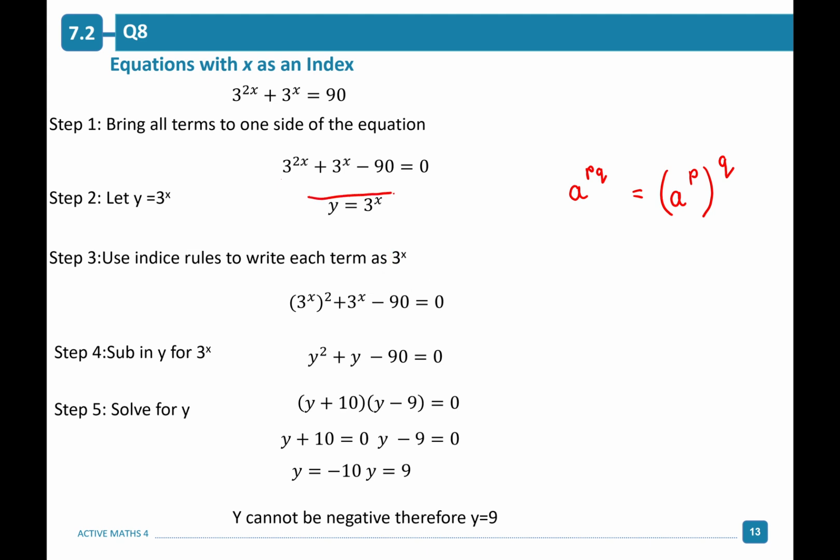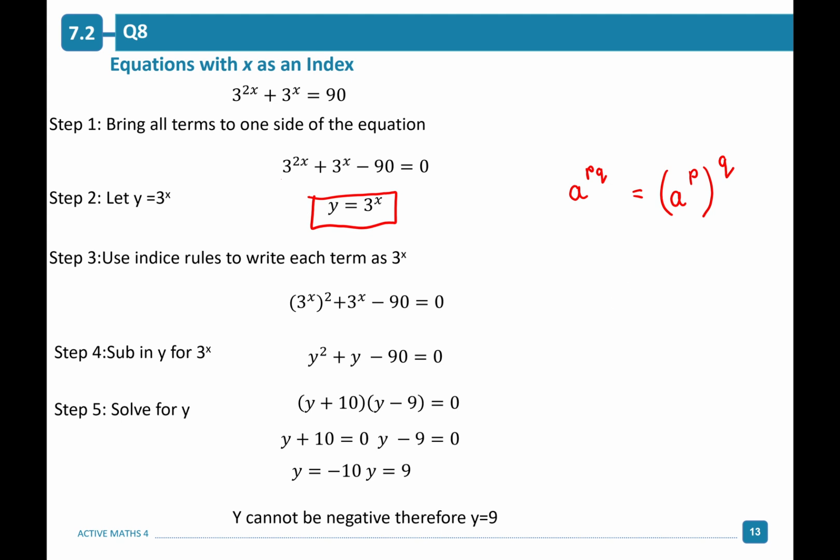However, your value of y is equal to 3 to the power of x. Any exponent of 3 will never be a negative number. 3 to the power of any exponent at all will never ever be negative. So y cannot be negative. Therefore, y cannot be minus 10. So therefore, y is equal to 9.